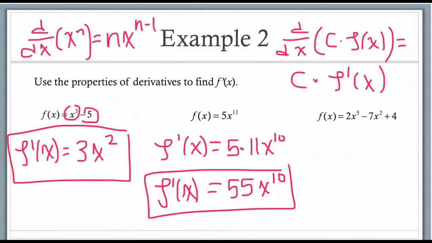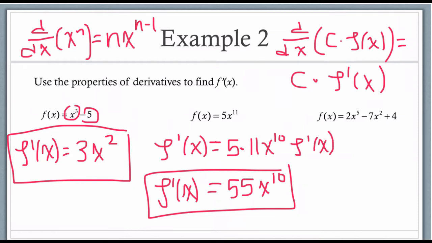And in this third example, I have a mixture of different types of functions. So I have a polynomial that has a degree 5 term, a degree 2 term, and a constant term. Just like before, I'm going to take the derivative of each term individually.